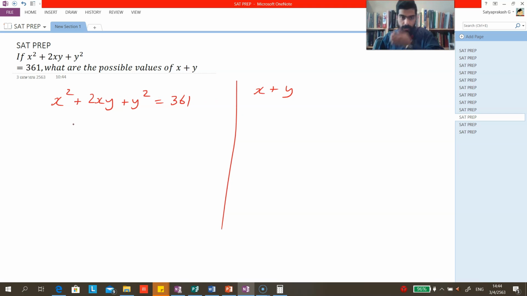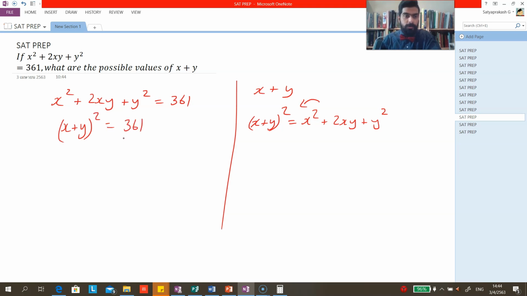This we can write it as, right guys? So let's try this out. What is (x + y) the whole squared? (x + y) squared will give us x squared plus 2xy plus y squared, right guys? So this we can write it as this. So we see that (x + y) squared is equal to 361.